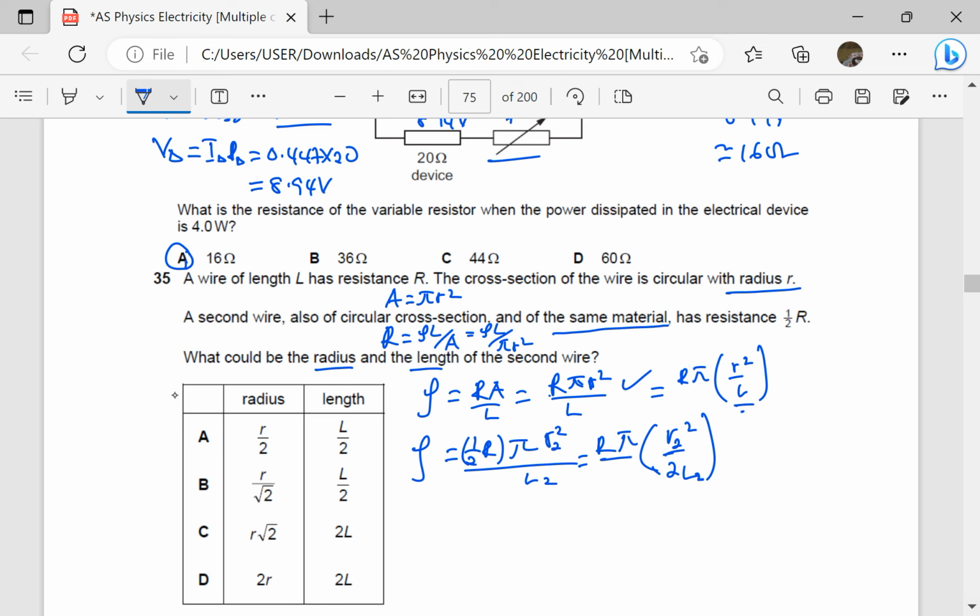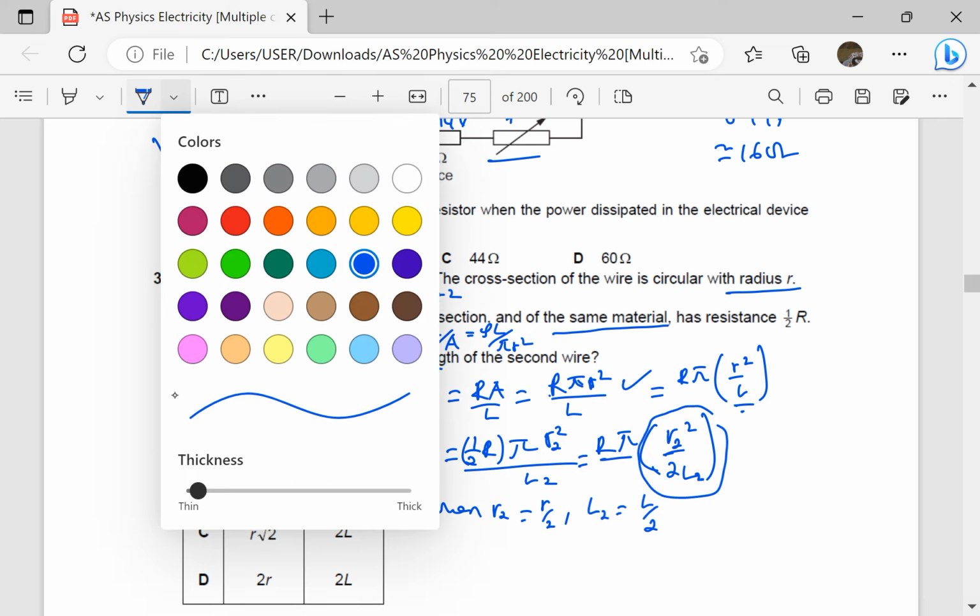So you check. I'm going to check the first and the last only, because they are the ones which are most likely making sense to me. So when r2 is equal to r over 2, and L2 is equal to L over 2, we check this part here only. Does it give us r squared over L?